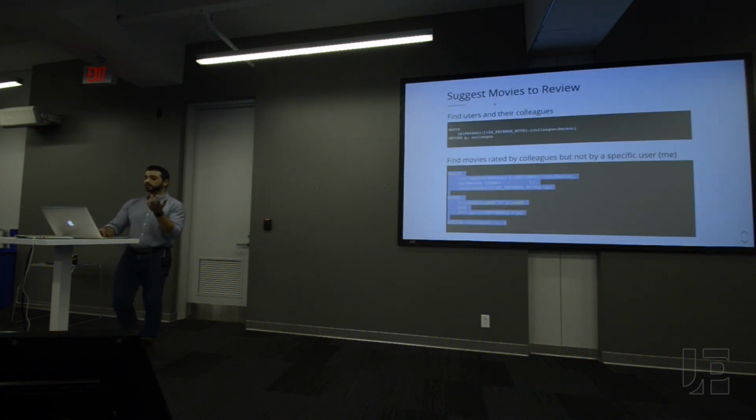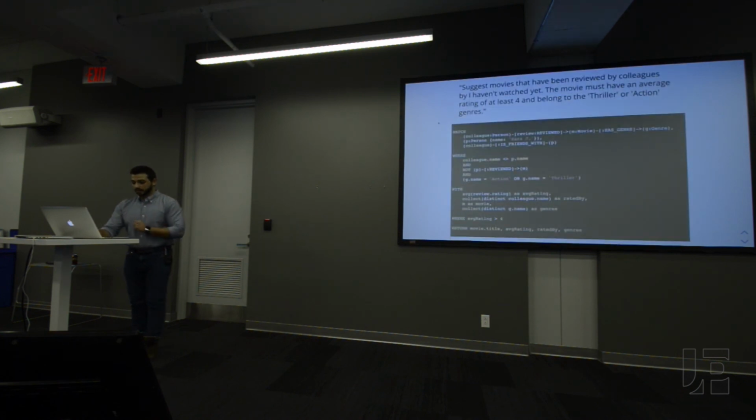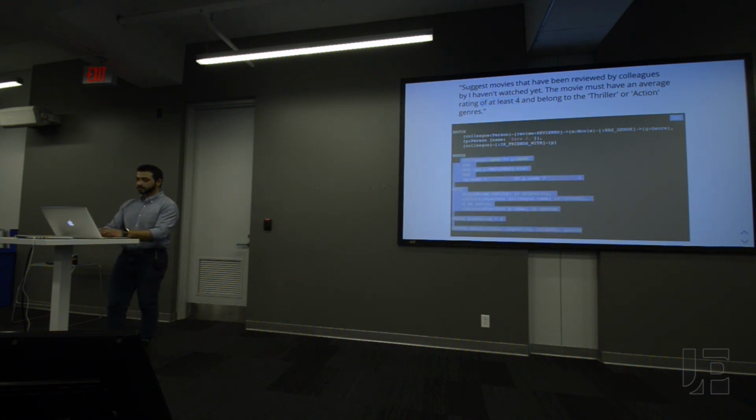Okay, so let's do something a little bit more challenging in the spirit of doing things that are interesting. What if you want to suggest movies that have been reviewed by colleagues that you haven't watched yet, but they should have an average rating of 4, minimum, and they should have some genre, either thriller or action? Now notice, when I'm saying an average rating of 4, I mean from your colleagues, not from other people. So your colleagues should have liked it. Okay? And that's where it gets a little bit more complex, and this is what our query looks like.